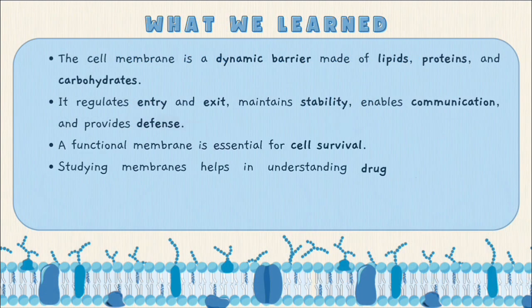So, what have we learned? The cell membrane is a dynamic, multifunctional structure made of a lipid bilayer, proteins, and carbohydrates. It controls what enters and exits, keeps the cell stable, enables communication, and defends against foreign invaders. Without a functioning membrane, a cell wouldn't be able to survive.